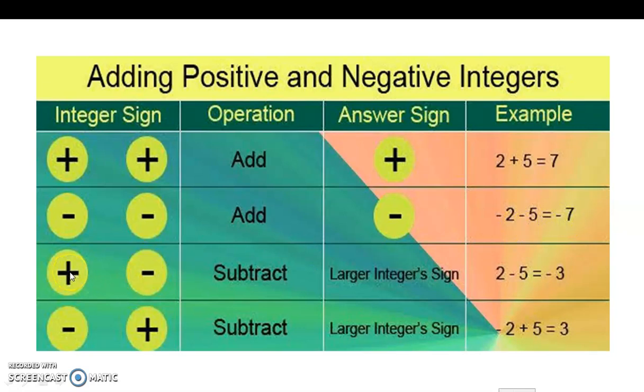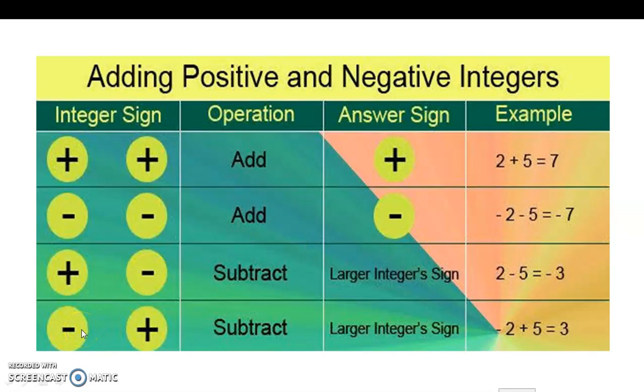If the first integer is positive and the second integer is negative, opposite signs, we will subtract and we will put the sign of the larger integer. Example, 2 minus 5, we will simply subtract. 5 minus 2 is 3, and since 5 was the greater integer, it has a minus sign, so answer will be minus 3.